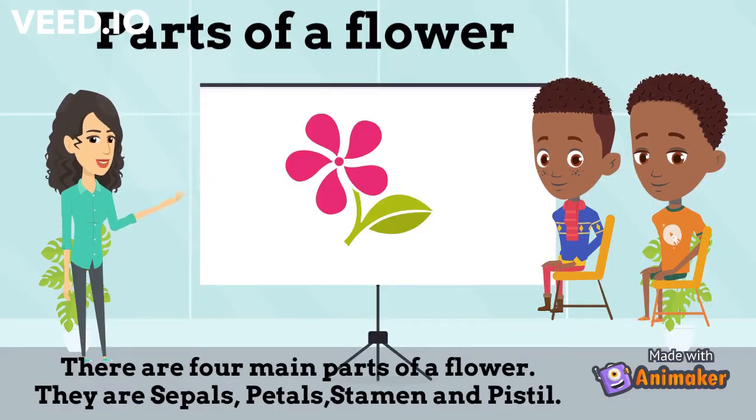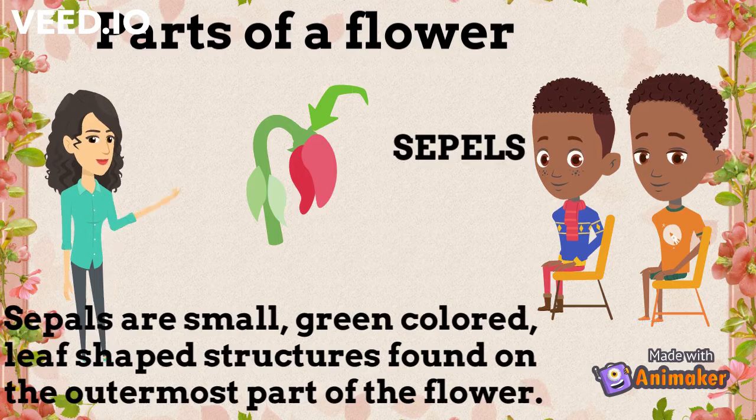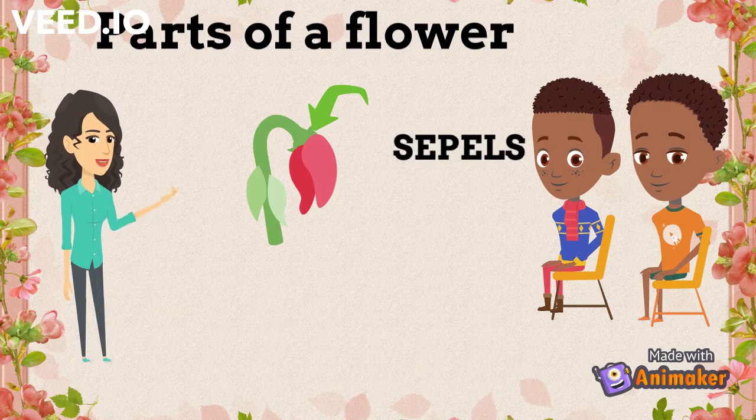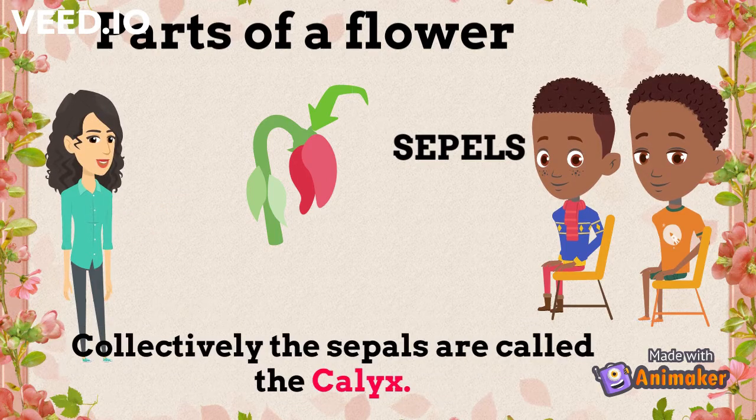There are four main parts of a flower. They are sepals, petals, stamen, pistil. Let me explain them in detail. Sepals are small, green-colored, leaf-shaped structures found on the outermost part of the flower. Sepals protect the flower when it is in the bud stage and support the petals when in bloom. Collectively the sepals are called the calyx.